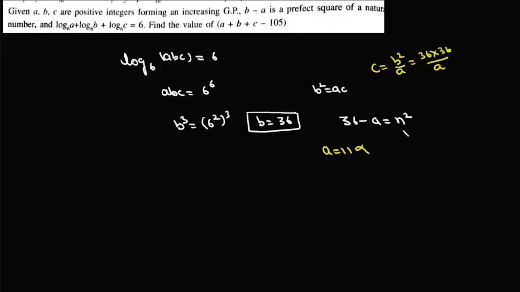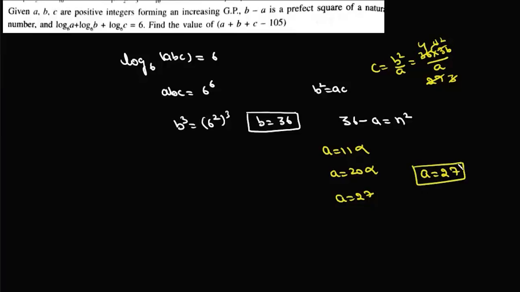Now the next one could be 16. For it, the value of A is 20. Again, it is not possible. Then we have 3 square, 9, for which the value of A is 27. Now if we take the value of A as 27, so from here we can say the value of A should be 27.